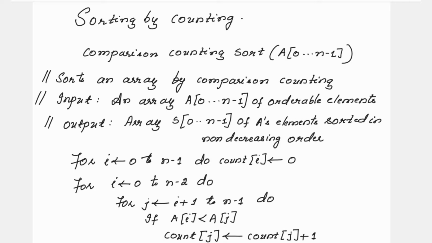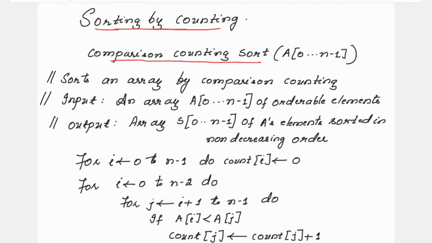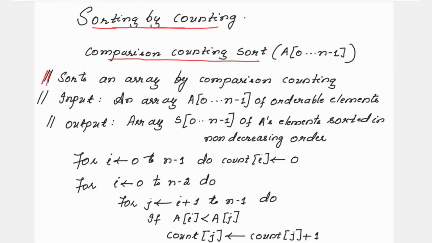This session I'll be explaining a sorting algorithm. The name of the sorting algorithm is comparison counting sort. With respect to the pseudocode, this algorithm is the simplest among all the sorting algorithms you have studied earlier. But with respect to the time complexity and space complexity, I shall be telling you at the end of the session. For any algorithm, you first write the comment lines, then start writing the pseudocode.